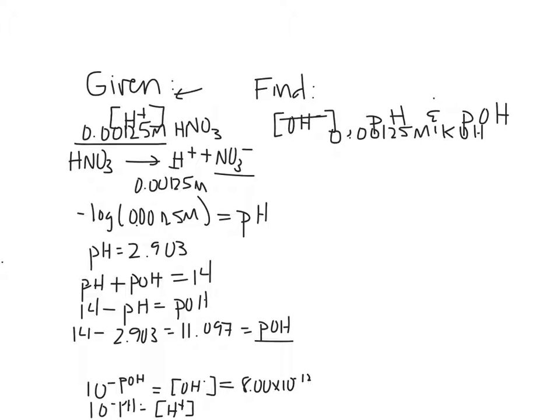Now, this isn't the only way I could have done that. Keep in mind that we also know a relationship that exists. Specifically, we know that the Kw value, which is 1.0 times 10 to the negative 14th, also equals the hydrogen concentration times the hydroxide concentration. So had I wanted to, since I had the hydrogen concentration here, I could have divided my 1.0 times 10 to the negative 14th by the hydrogen concentration, and that would have given me the same hydroxide concentration. Convince yourself by trying it that you get the exact same number.